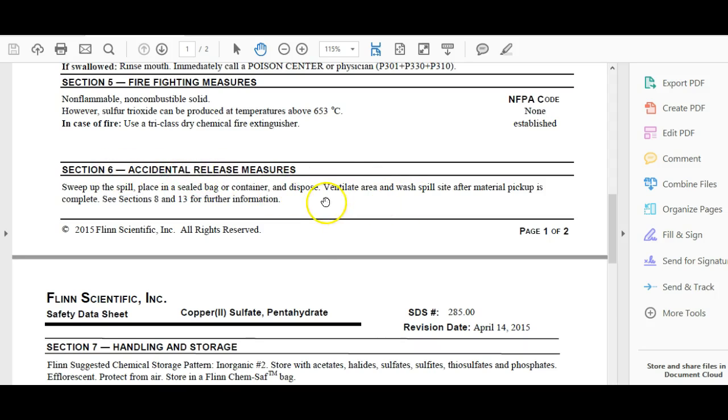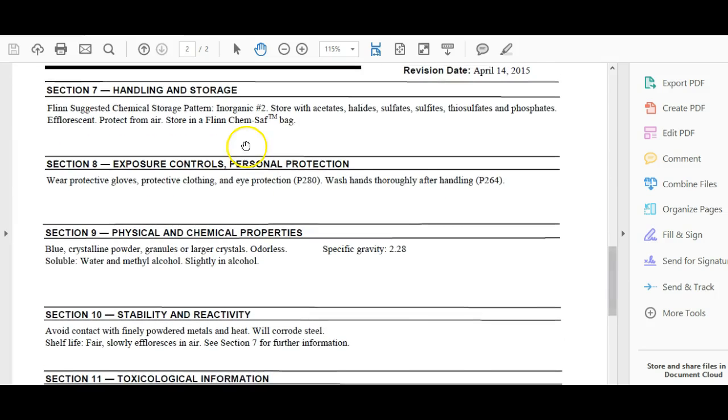Section 6, if you accidentally spill it or contaminate something, it tells you how to clean it. Handling and storage, it tells you where to store it in the chemical cabinet. For example, this one. All my cabinets are labeled, so some of them are organic 1 or inorganic 6 or whatever. So it's telling you on this one that this specific chemical needs to be stored in the cabinet inorganic 2. Because these guys can be stored together, but if I were to store it with an acid or a base, they could have a bad reaction and explode. Exposure controls, physical and chemical properties.